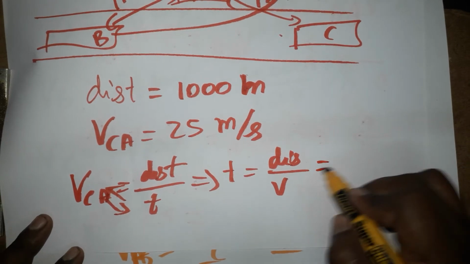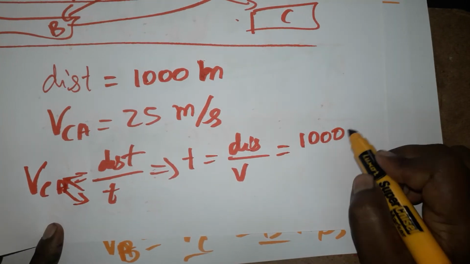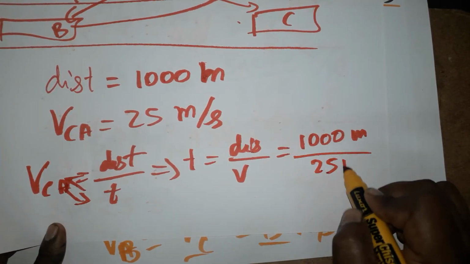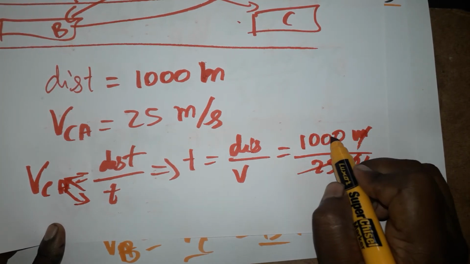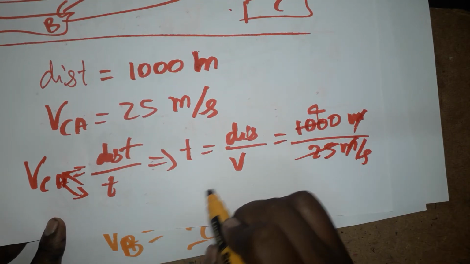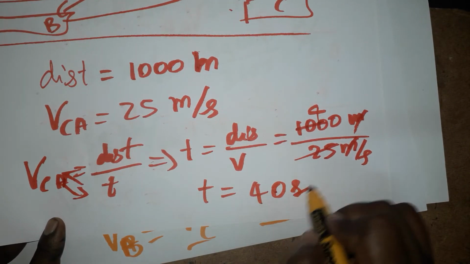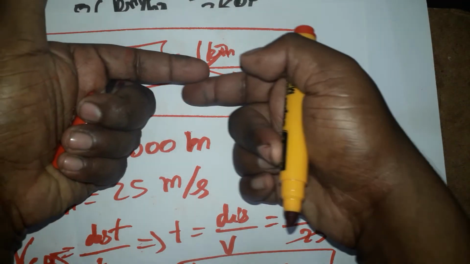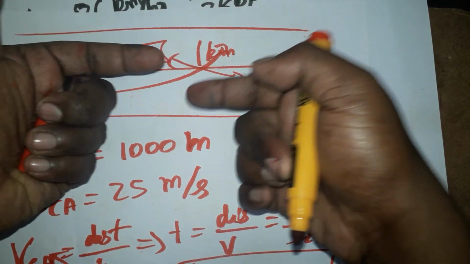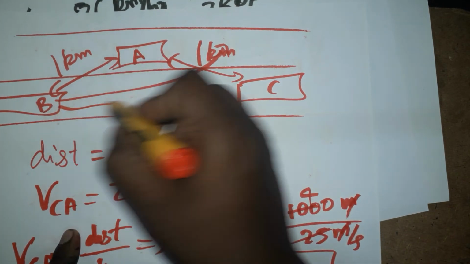Now the distance is 1000 meters and the velocity is 25 meters per second. The meters get cancelled, so this is going to be 40 seconds. So in 40 seconds A and C will come closer. So before 40 seconds, B has to cross A.